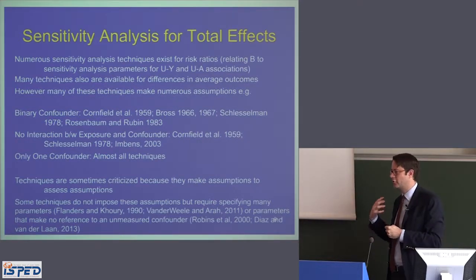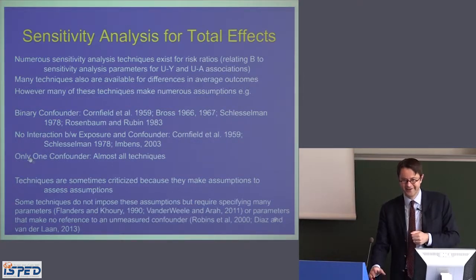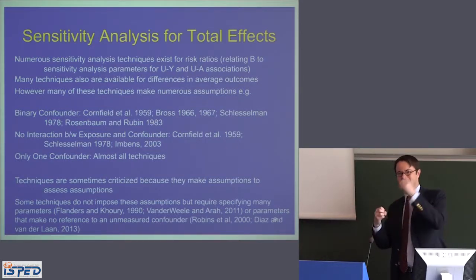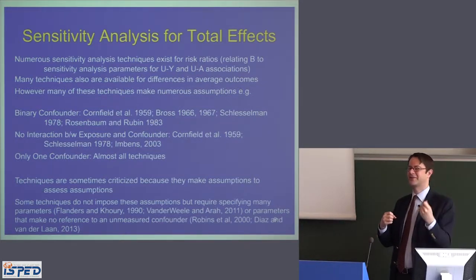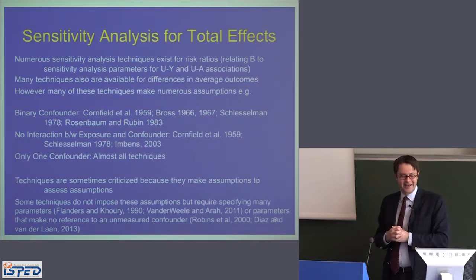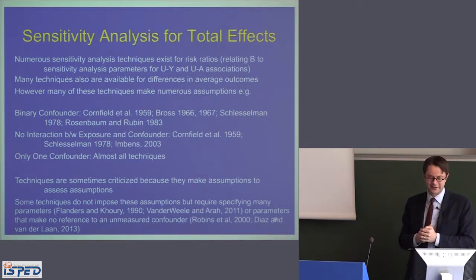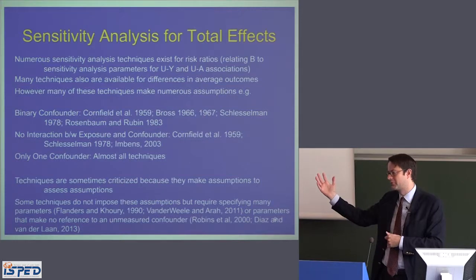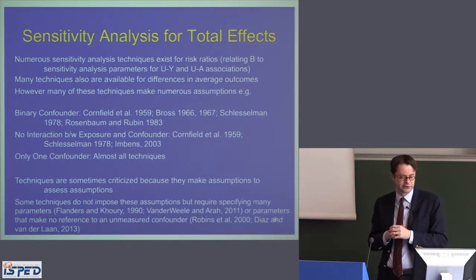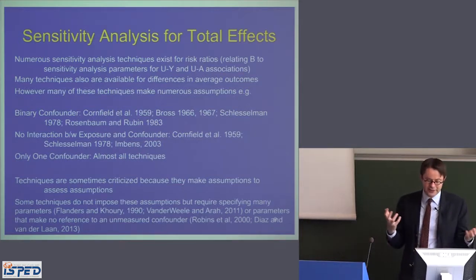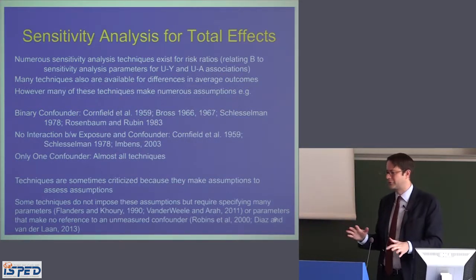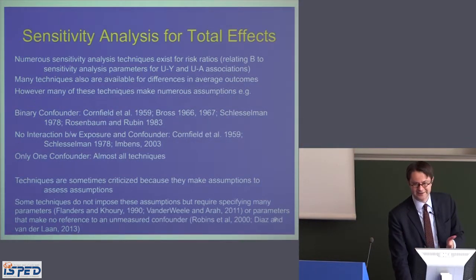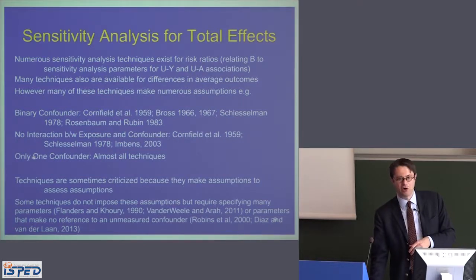So sometimes these techniques are criticized because they make assumptions to assess assumptions. And if that's the case, then what have we really gained? Do we then need to do sensitivity analysis for the assumptions we're making for the sensitivity analysis technique itself? Some techniques don't require these assumptions, but then require specifying a very large number of sensitivity analysis parameters and become difficult to use in practice. Other techniques don't make these assumptions, but then make no reference to unmeasured confounders at all, and just specify the bias directly. But here I'll be providing a technique which essentially relaxes all of these assumptions.